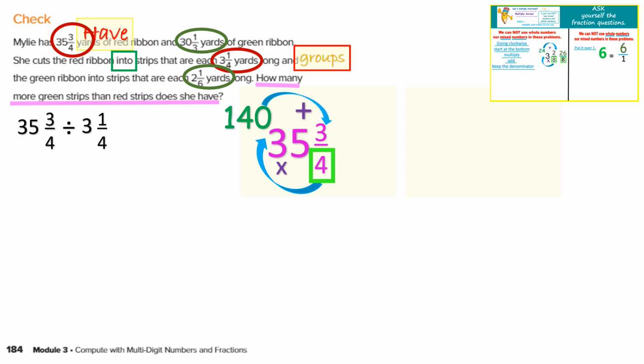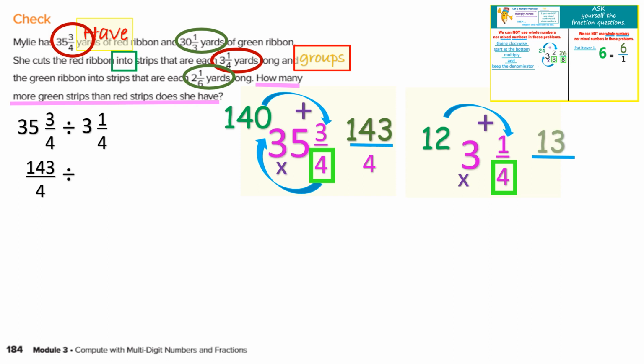And then I add the 3, and I get 143 and keep my denominator of 4. Then when I take 3 1/4, I start at the bottom, I multiply, and then I add. So 4 times 3 is going to give me 12, and then I'm going to add 1 and give me 13, and I keep the denominator of 4. So I make sure that I put them in the correct spot underneath the 35 3/4.